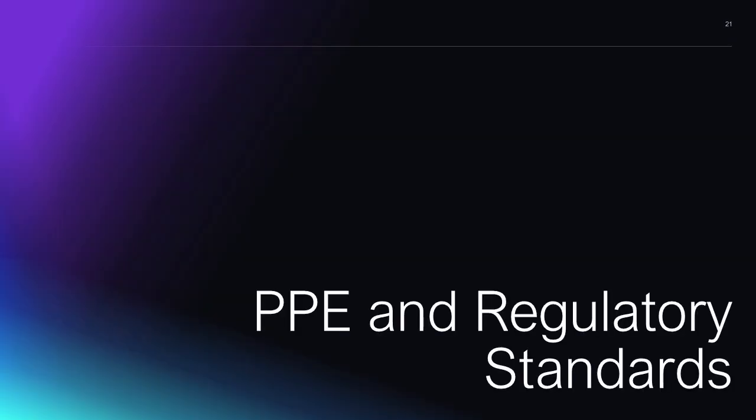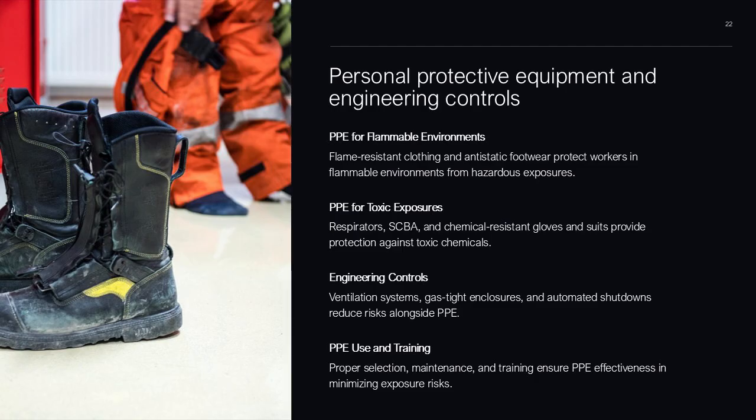Personal protective equipment and engineering controls, regulatory standards and compliance. PPE is the last line of defense against exposure to hazardous fluids. For flammable environments, flame-resistant clothing and anti-static footwear are essential. For toxic exposures, respirators, SCBA, and chemical-resistant gloves and suits provide protection.